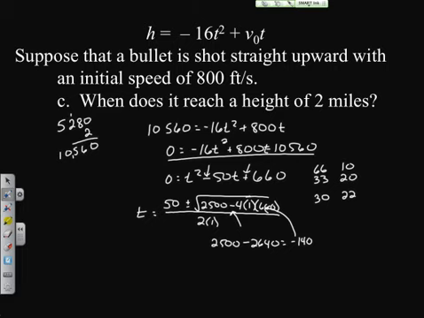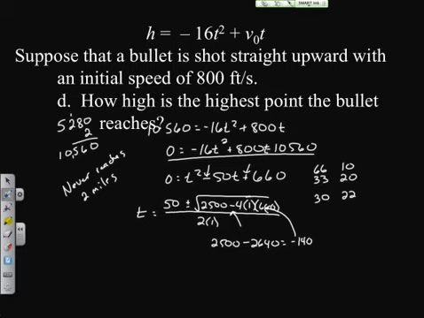Remember the discriminant idea? There's no real solution to this. In other words, the, what is it, a bullet? The bullet never reaches a height of 2 miles. So there's no real answer for that. It never gets there. So that one, the answer is never.